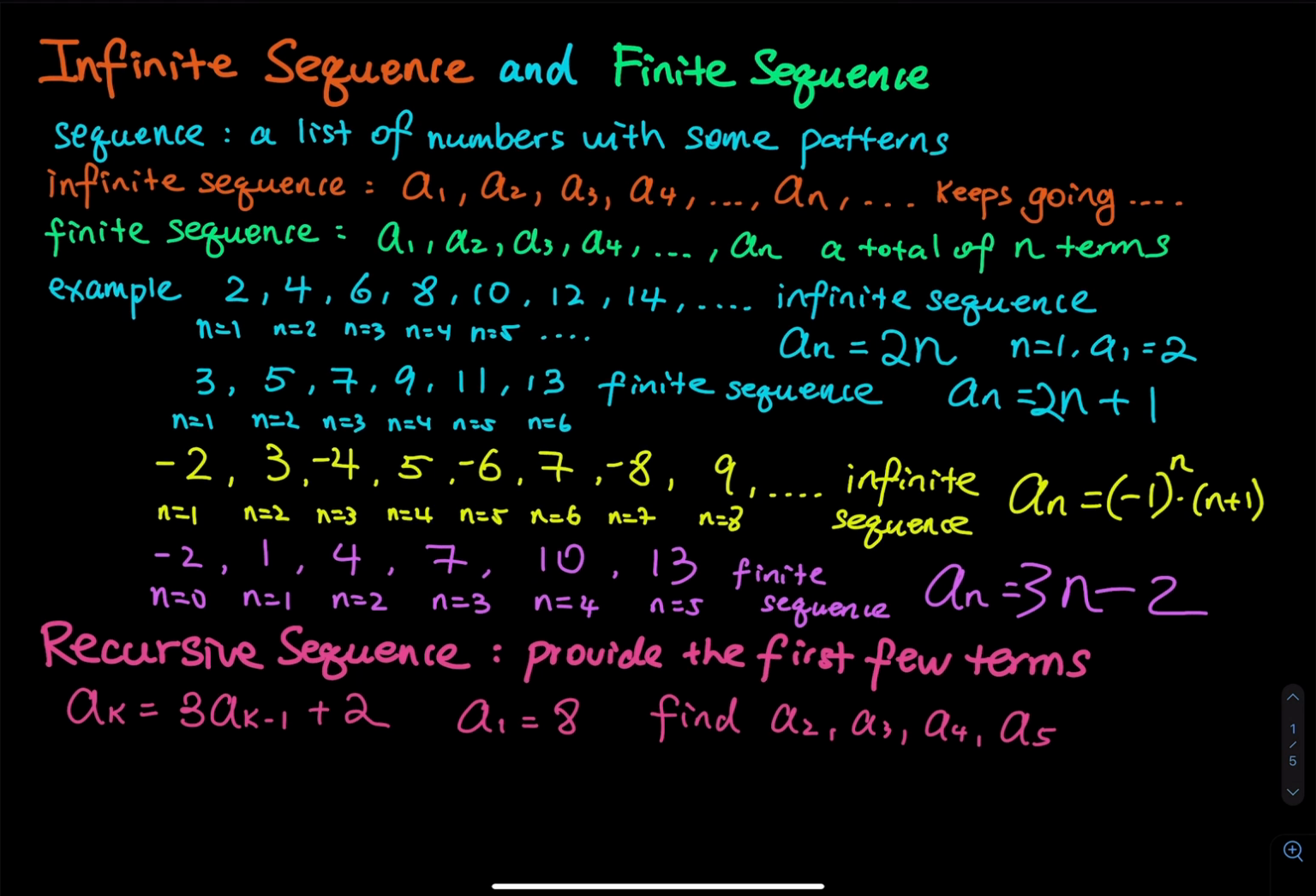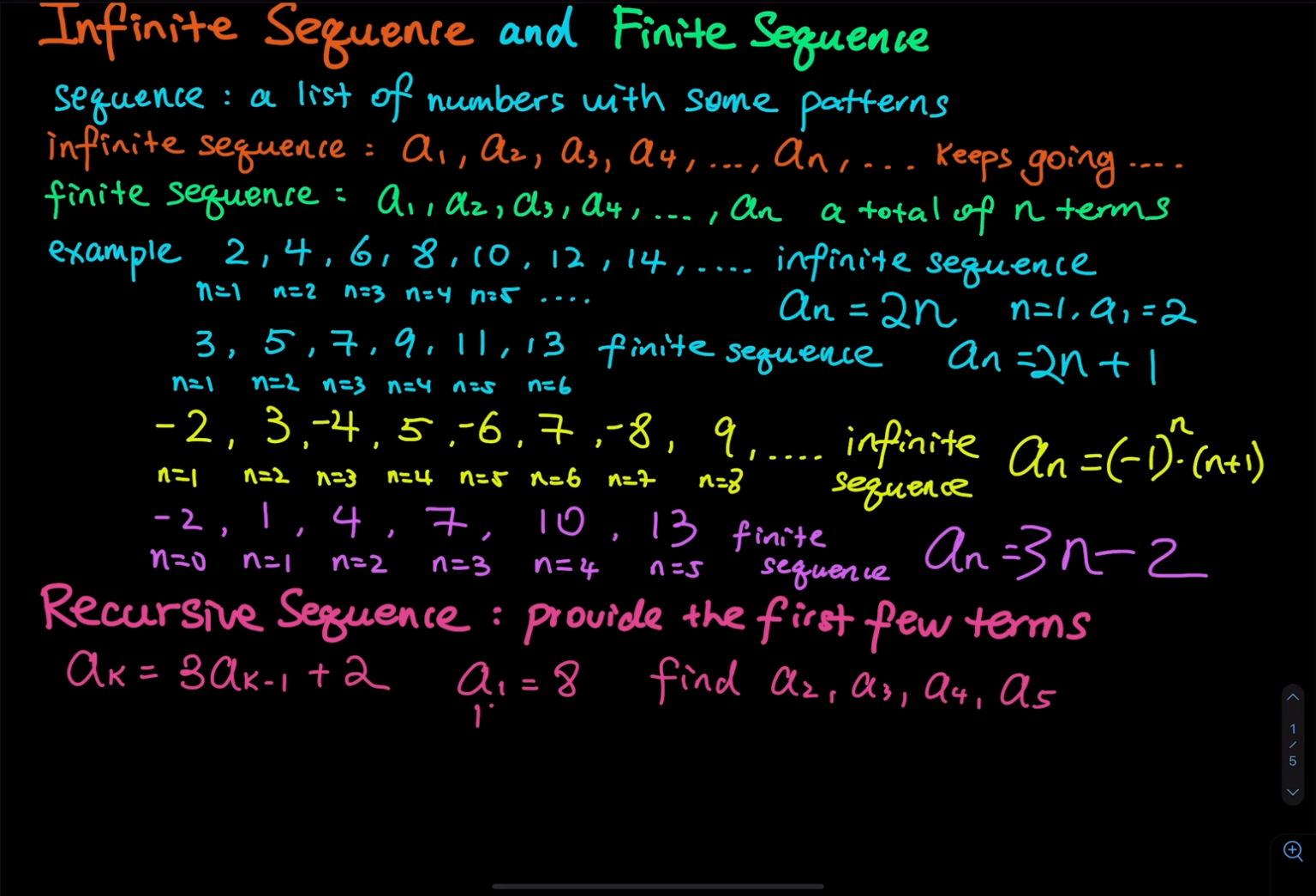We already have the first term. So that term is k equals 1, right? And then when k is equal to 2, what do we have? We have a of 2, which is equal to 3 times a of 2 minus 1, and then plus 2. Then this is based on the first term. We have 3 times 1 plus 2. That is equal to 5.